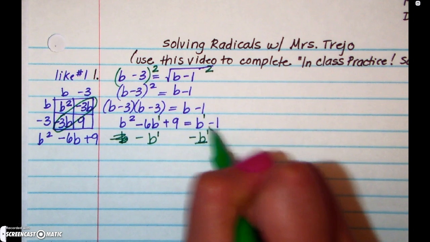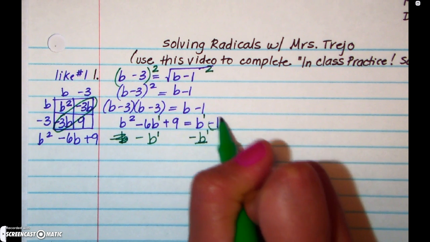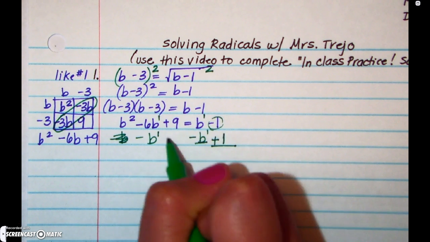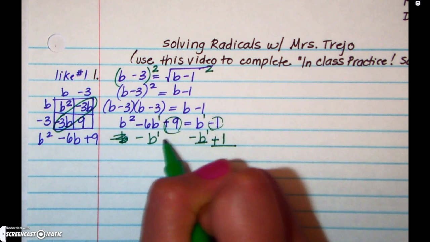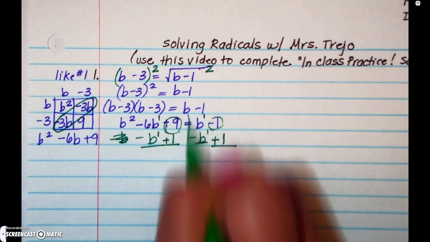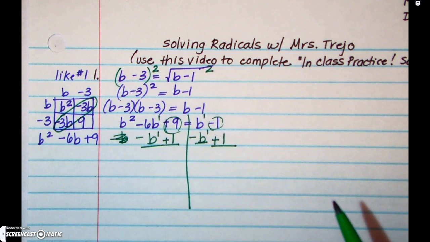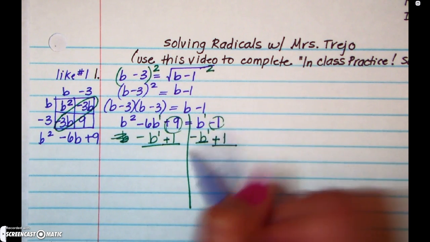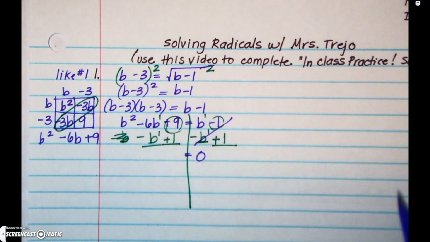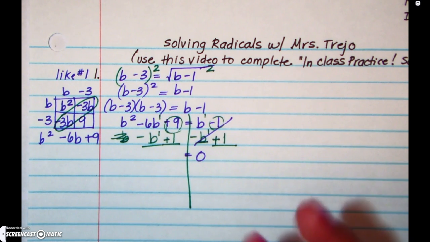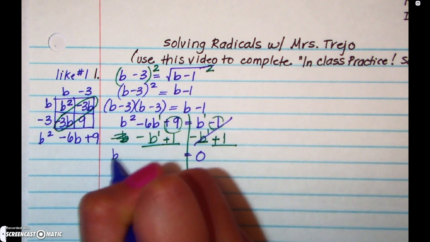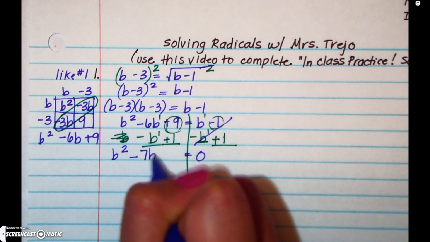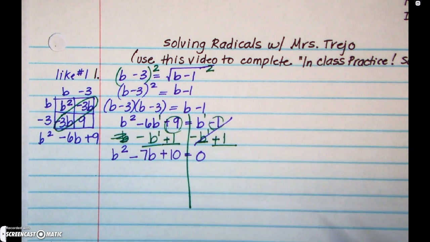The next thing I'm going to do is I want to get rid of this negative 1. So I'm going to do the opposite of minus 1, which is to plus 1, or add 1. I'm going to write it right underneath the 9, which happens to be our constant. When I say both sides, I mean both sides of the equal sign. Okay, b minus b is 0. Negative 1 plus 1 is also equal to 0. Those cancel each other out on the right side. And now I'm left with b squared. Negative 6b minus another b is negative 7b, and 9 plus 1 is 10.